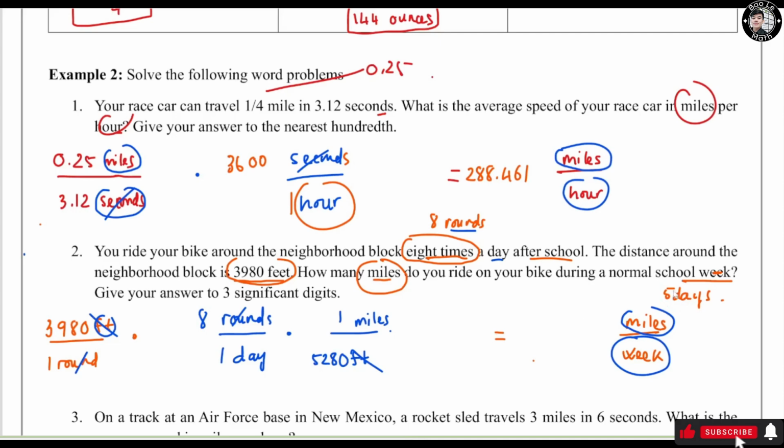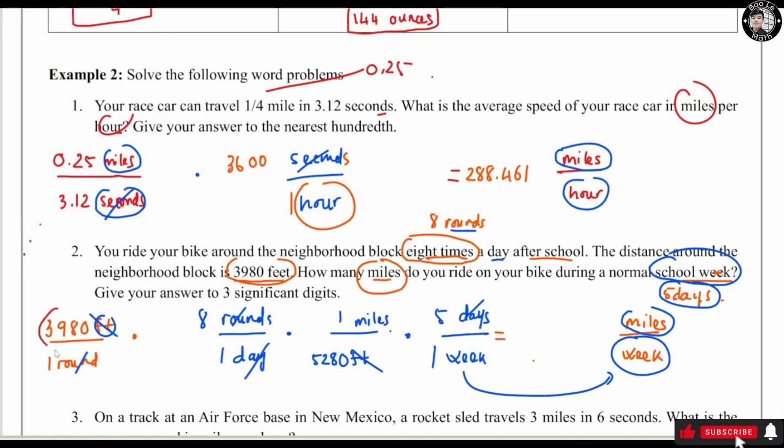So you know that one school week has 5 days, right? So we put day on the top so that this guy cancel out, right? We put week on the bottom so that we have the week right here, right? Now you have 5 days per 1 week, right?